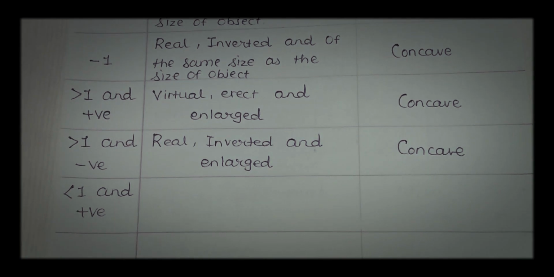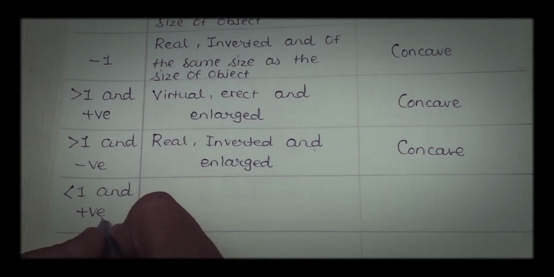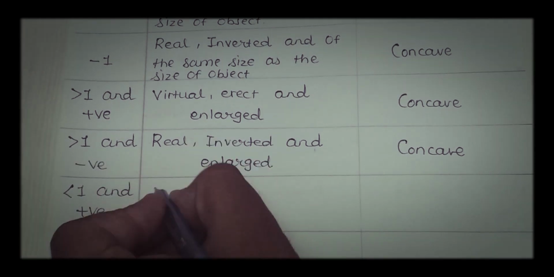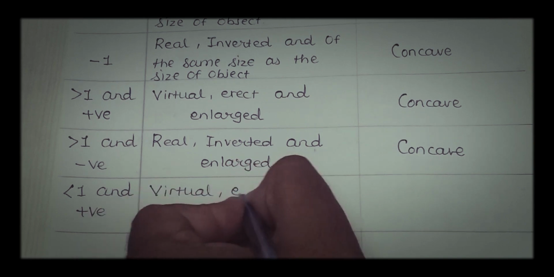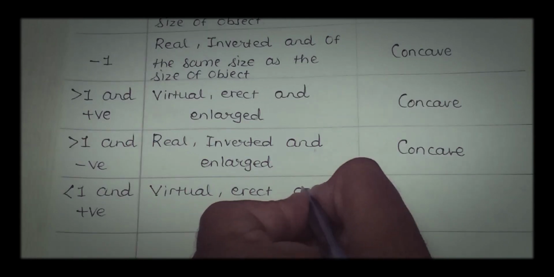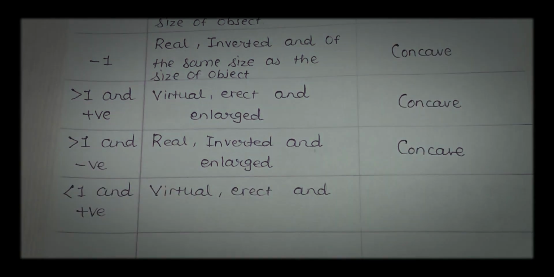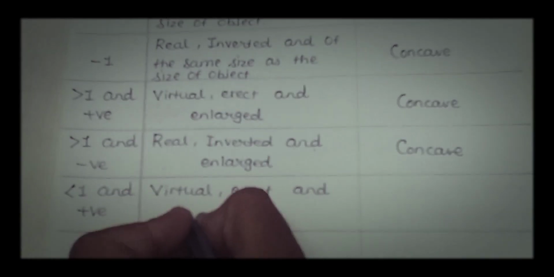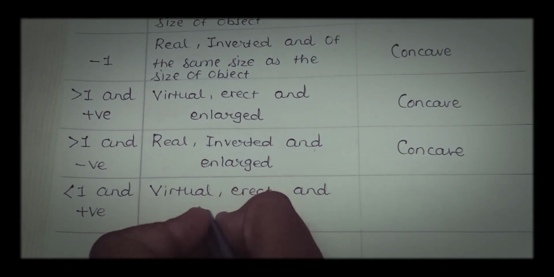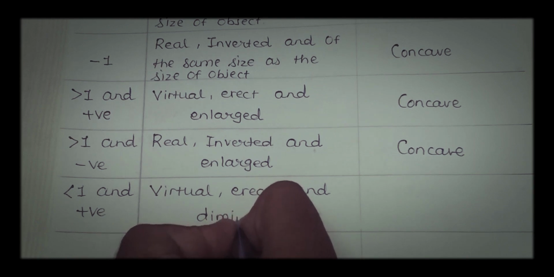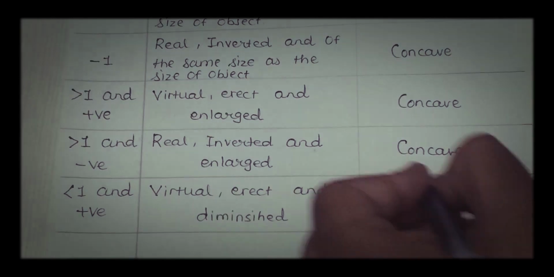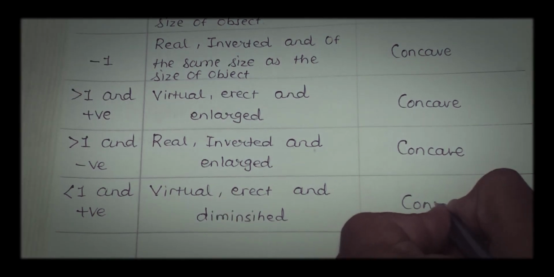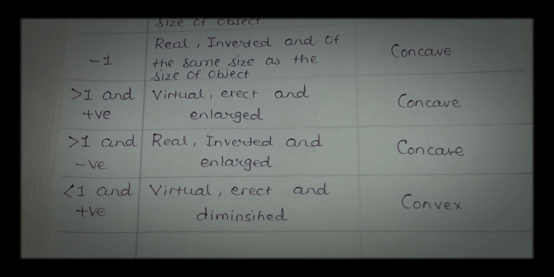Next we take less than 1 and positive. Here also there is a positive sign, so directly we can say that the nature of the image is virtual and erect. Here the magnification value is less than 1, it means the size of the image is diminished. The size of the image is diminished and the type of mirror is convex.